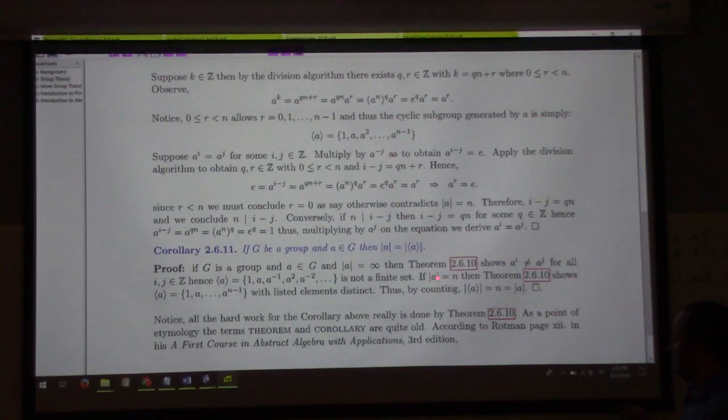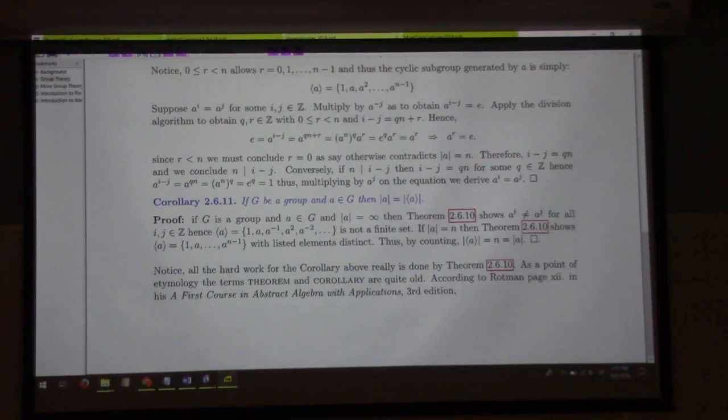Anyway, on the other hand, if the order of A is finite, then theorem 2.6.10 shows that that's a distinct list of elements, and that's everything that's in the cyclic subgroup generated by A, which is to say that it has n things in it. But the order of A is n, which is to say that the order of A is equal to the order of the cyclic subgroup generated by A. Yay. All right.